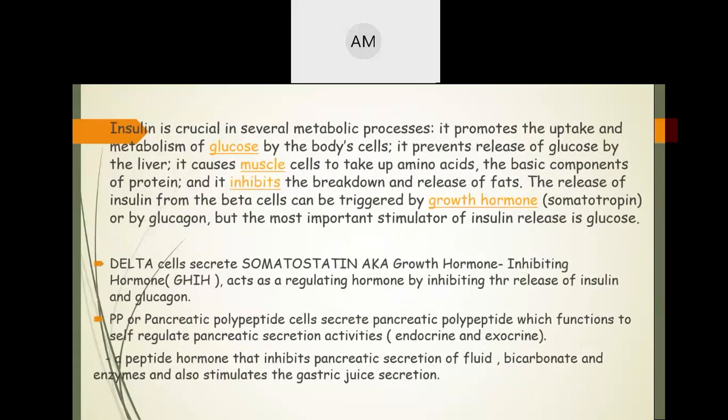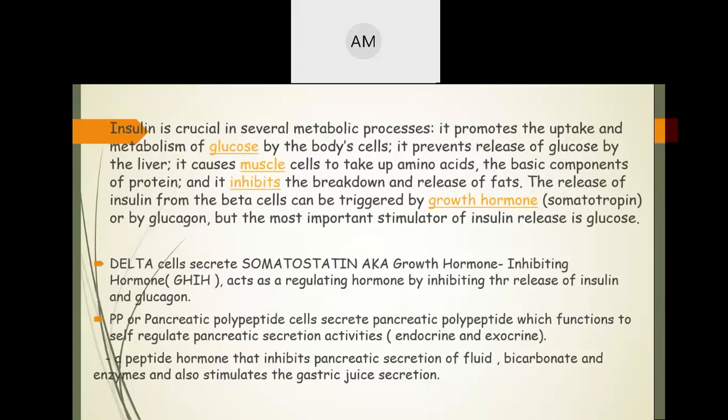Insulin is very crucial in several metabolic processes. It promotes the uptake and metabolism of glucose, which I was telling you. It acts as a key to the locks. It opens the doors to the cells, and the cells uptake the glucose for its metabolism. It prevents release of the glucose by the liver. When insulin is present inside the bloodstream, a signal is sent to the liver to stop glycogenolysis, the breakdown of glycogen. The process is stopped because of the insulin present inside the bloodstream.